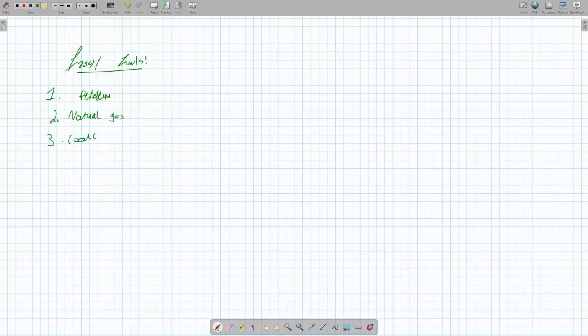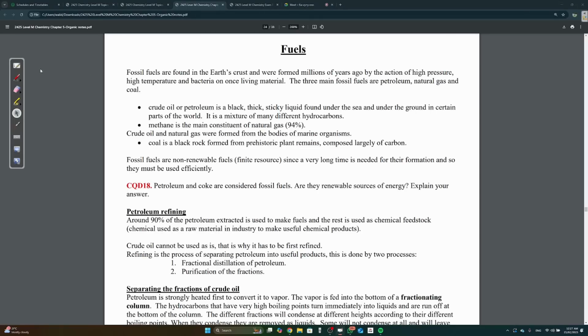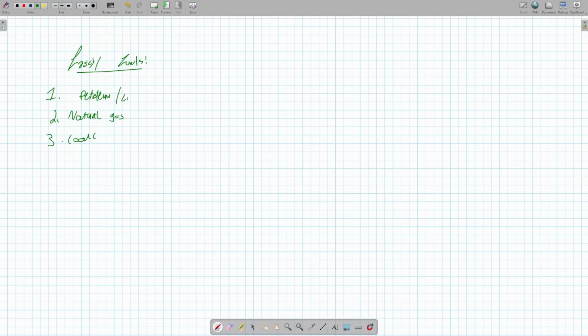What do you need to know? This petroleum is also called crude oil. It's black, sticky, and thick as well. Natural gas is basically methane. And coal is just black rock. I think you all know what coal is. It's made mainly out of carbon.